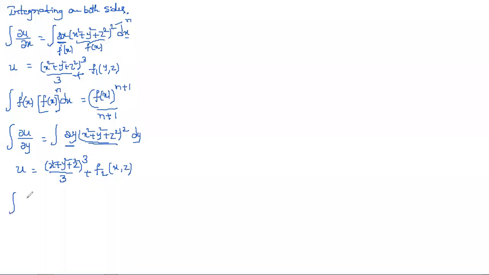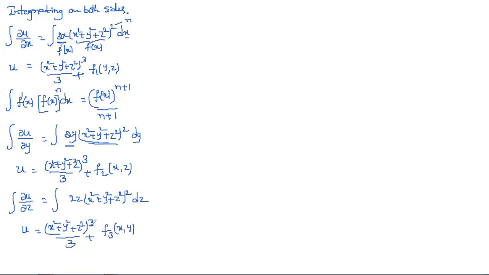And the third one you can also take as this: the integral of ∂u/∂z is equal to the integral of 2z into (x² + y² + z²)² dz. And then simply we'll get u equal to (x² + y² + z²)³ by 3 plus f3 of x, y, since it is with respect to z.